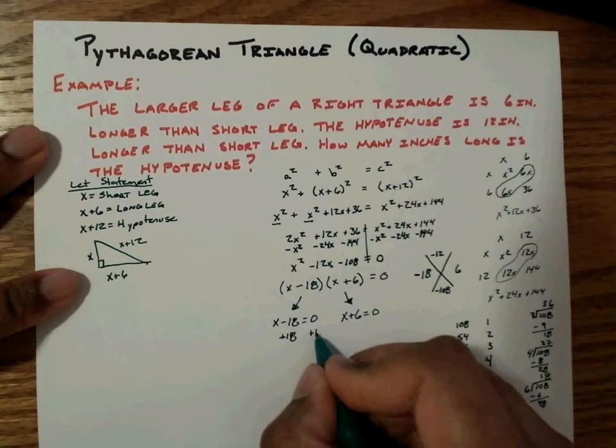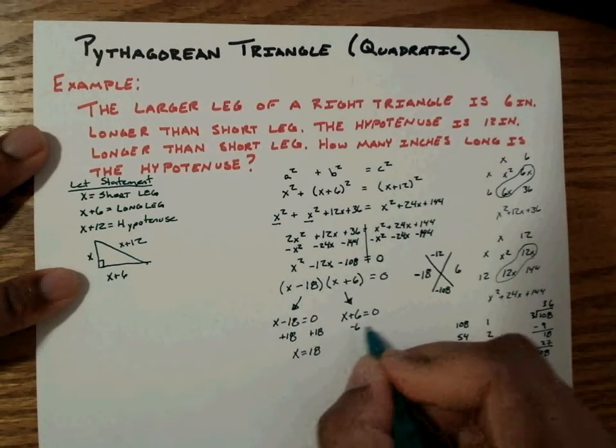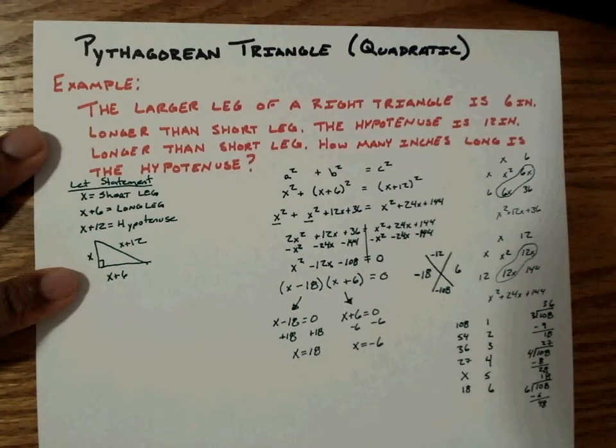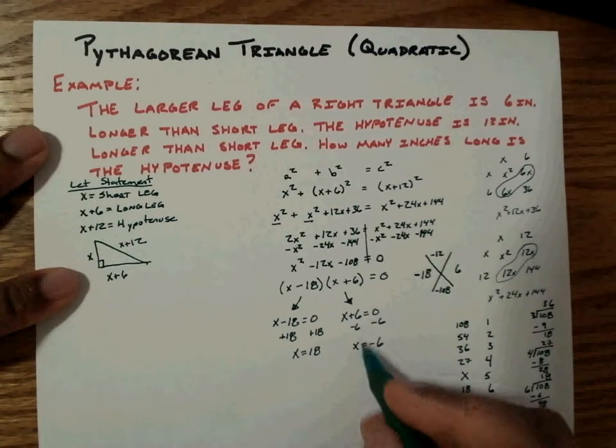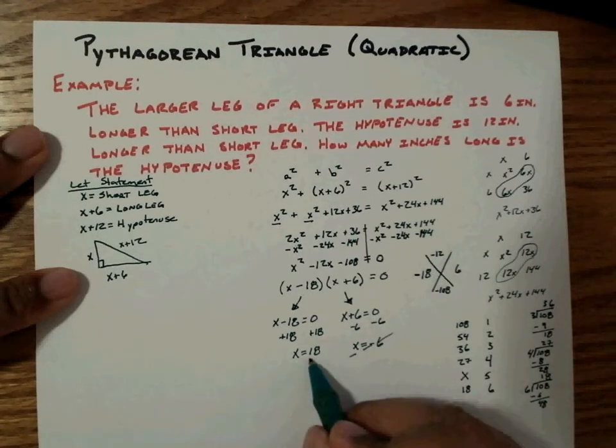So we're going to add 18 here, add 18 here. So we have x is equal to 18, subtract 6, and we have x is equal to negative 6. Now in this problem, we are dealing with a length. So when you measure something, you cannot have a negative number. There are no negative numbers on a ruler. So if I try and measure the side of a house, it's not going to tell me that it's negative 6 meters long. It's not going to happen. So we know that this is not a valid solution.